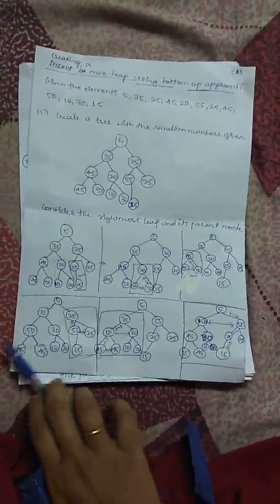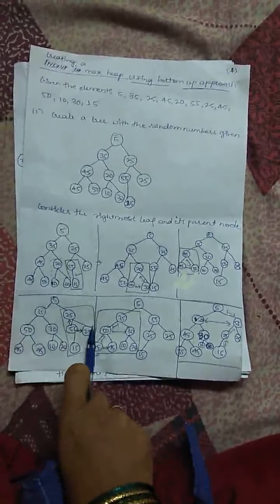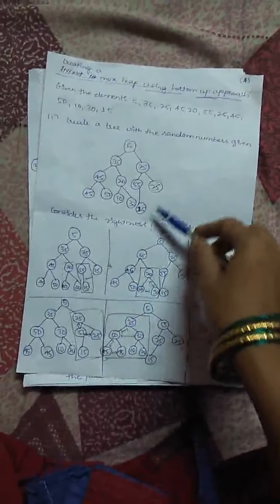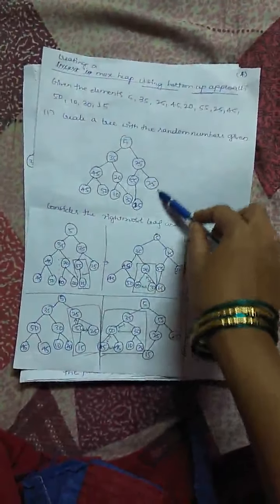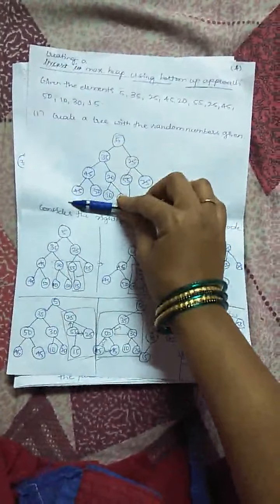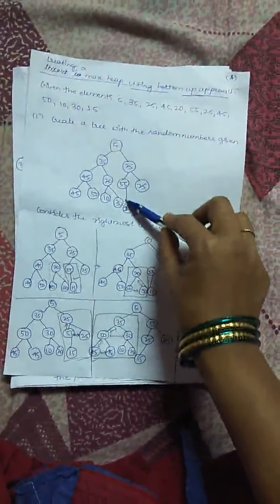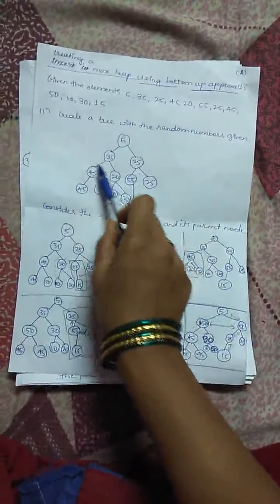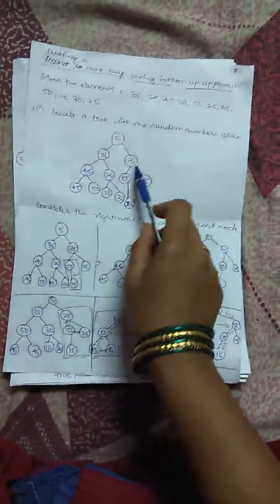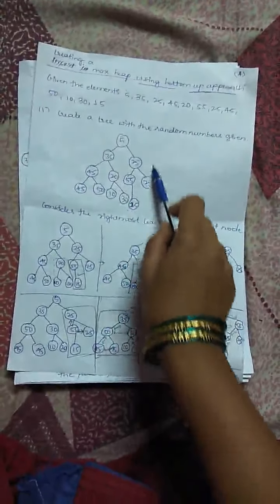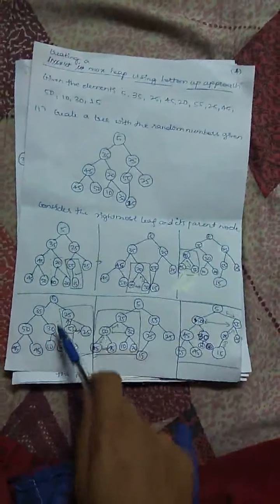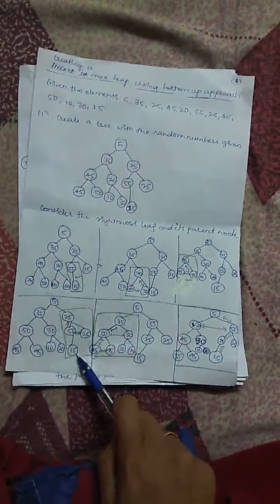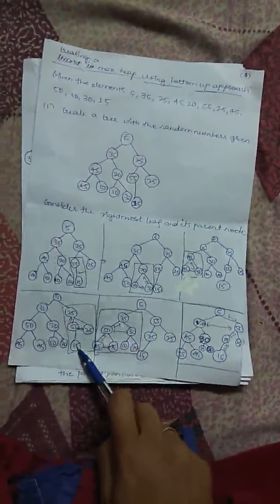Now the last level is over. So go to its previous level, and again start from the rightmost part. This part is over now. Go to its upper level. In this level we have already finished till here. Now go to the upper level, that is, this part we are going to consider. These are already in the max heap.